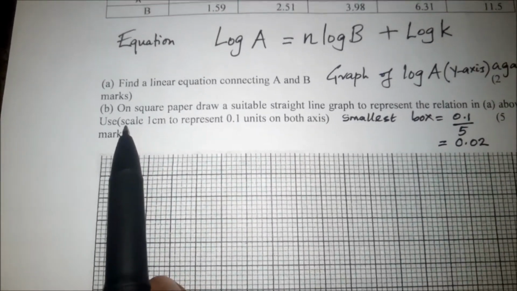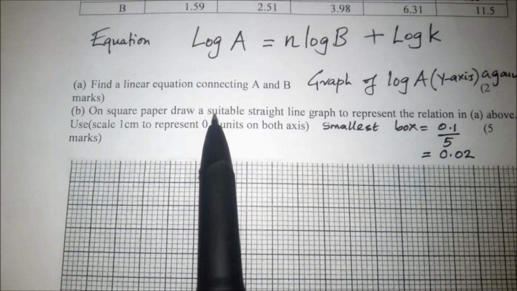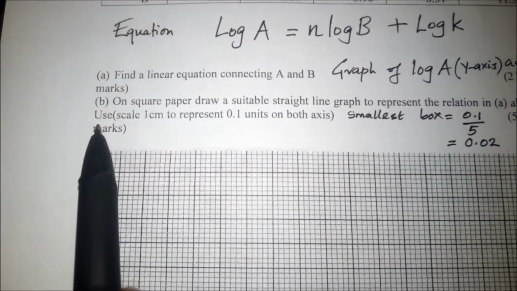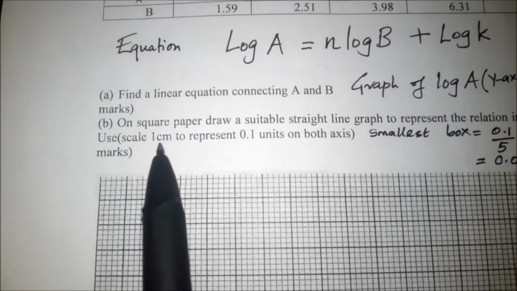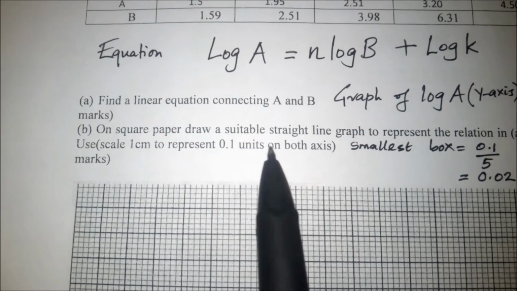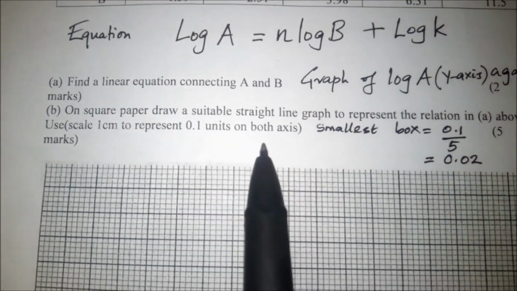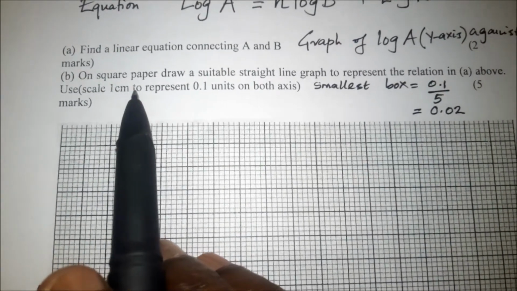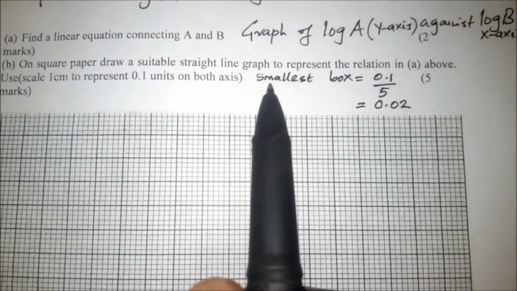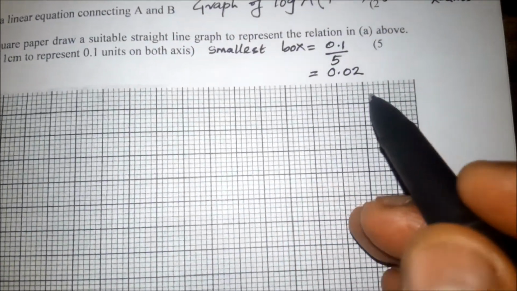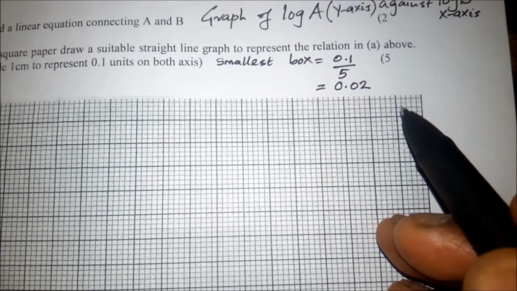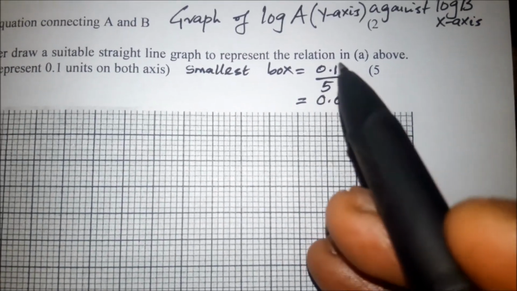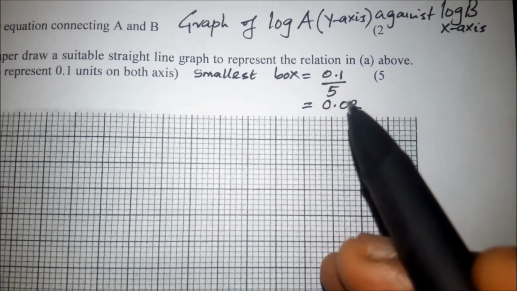Then, down here on the square paper provided, draw a suitable straight line graph to represent the relation. Fortunately, we have been given the scale to use. Sometimes you are not given the scale, but here we have it. I am translating this scale, 1 centimeter to represent 0.1 units, to the smallest box. We have 5 small boxes in this centimeter, so one small box will be 0.1 divided by 5, which gives 0.02.